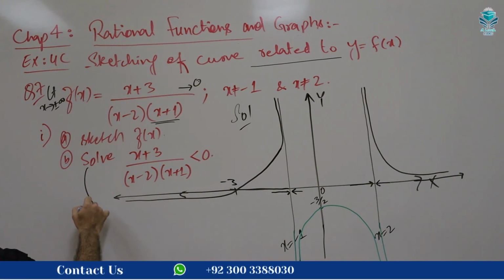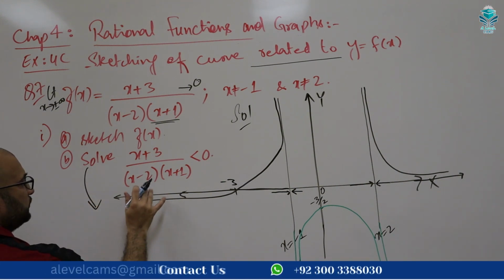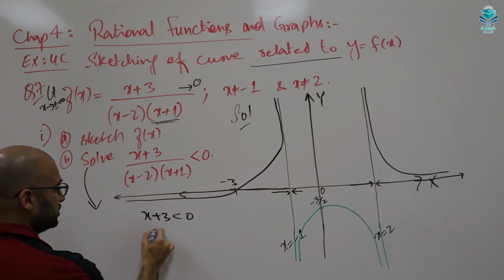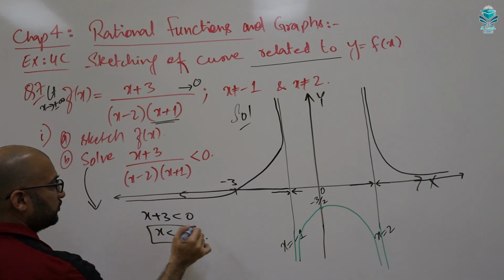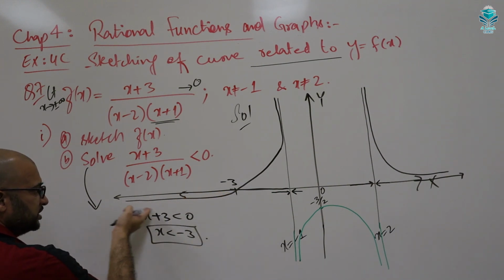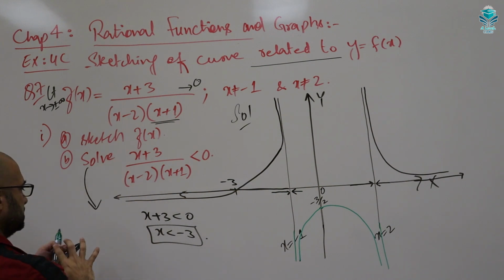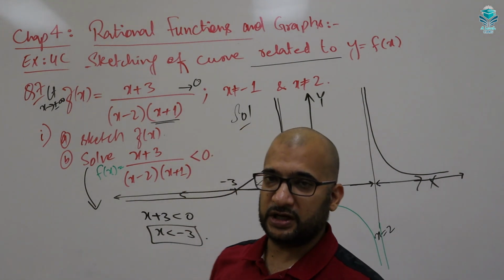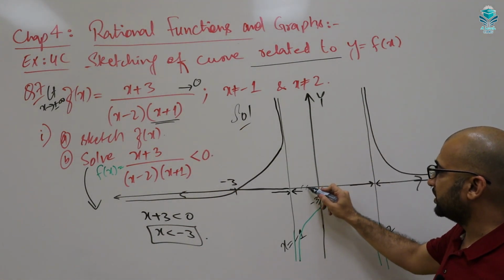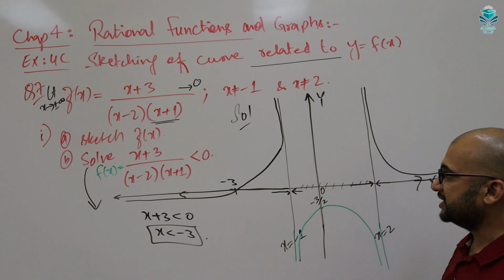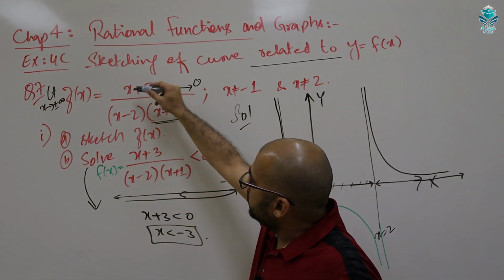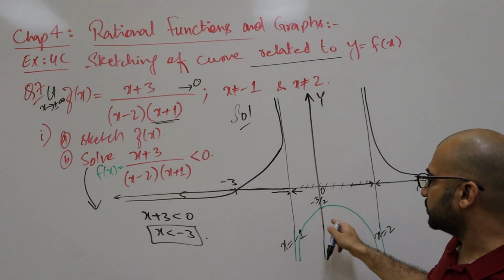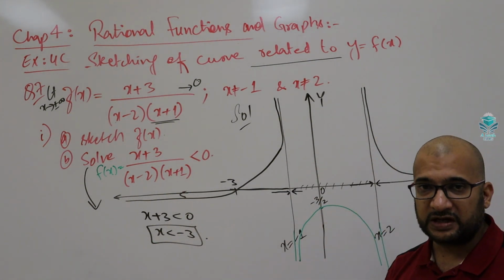Now we see what the solution will be for this one. If you multiply by the denominator, you will get x plus 3 less than 0, meaning x less than -3. So for values of x less than -3, you can see that the function is less than 0, meaning the function is negative. But the sketching of the given function tells us the function is also negative for this range. You can see at x equal to 0, you have 3 over -2, meaning you have a negative value. And sketching also gives us the description about the negative and positive parts of the function.